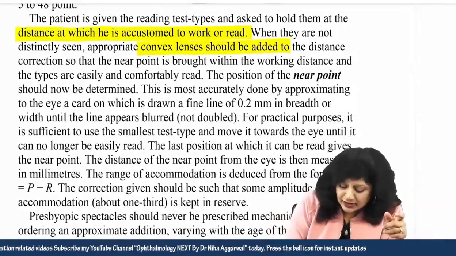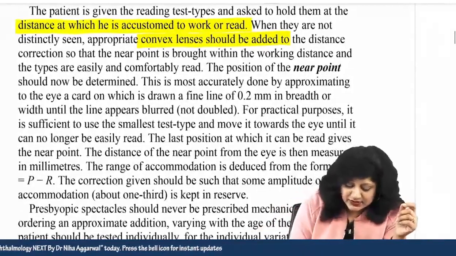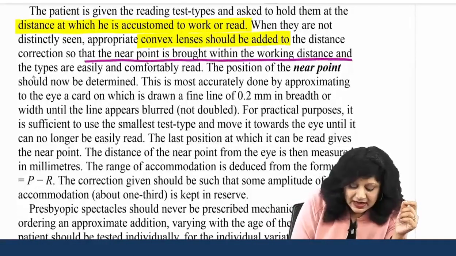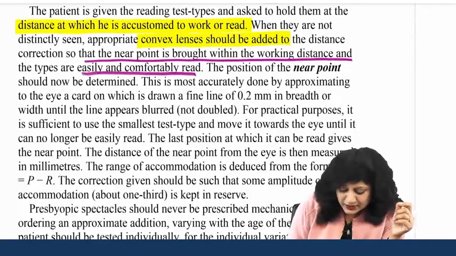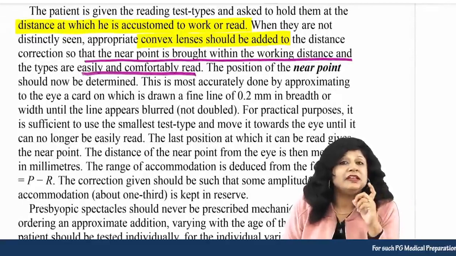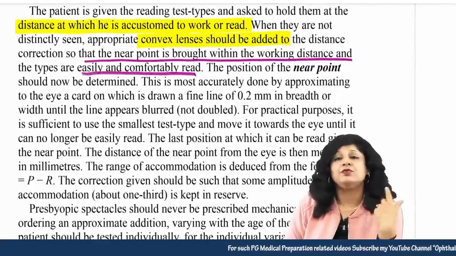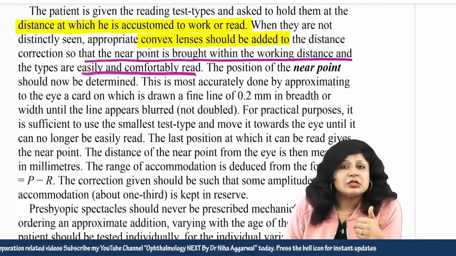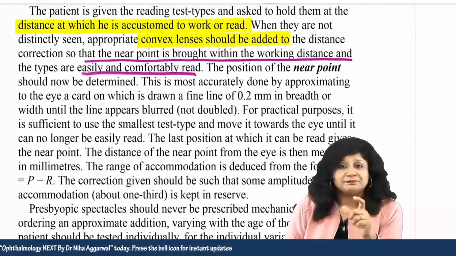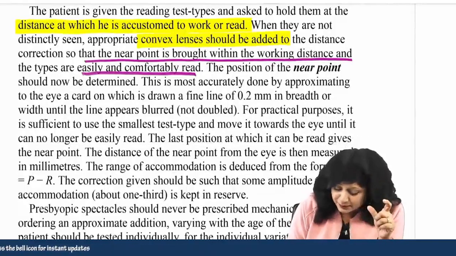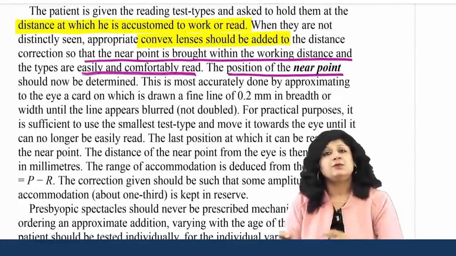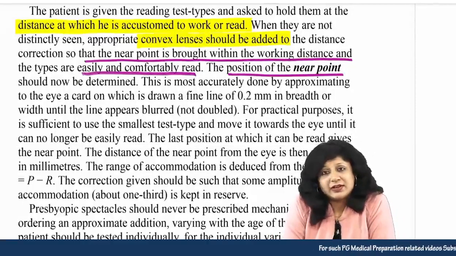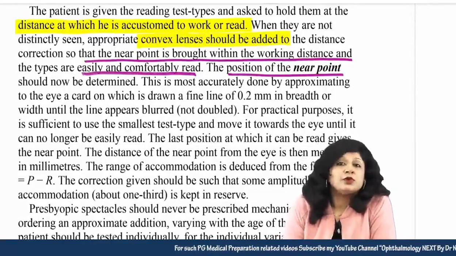Then you have to add the appropriate convex lenses to the distance correction so that the near point is brought within the working distance and the types are easily and comfortably read. So the position of the near point, we are discussing this from the very beginning, that when we give the near vision correction, this near point is very important. You must take this into consideration that the position of the near point should be very accurate and it should be determined before you proceed.